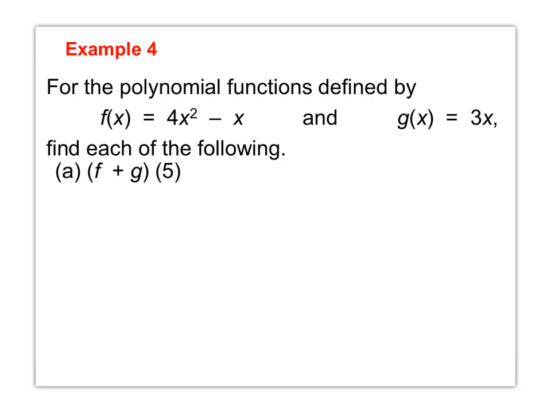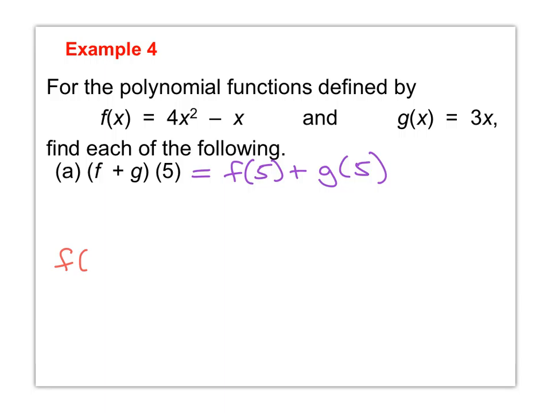For the polynomial functions defined by f of x equals 4x squared minus x and g of x, which is equal to 3x, we want to find each of the following. Now we can find f plus g of 5 by finding f of 5 plus g of 5. Let's find the value when you plug 5 into the f function and the value when you plug 5 into the g function. So let's write our notes here.